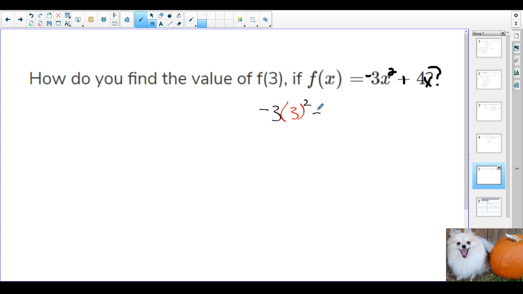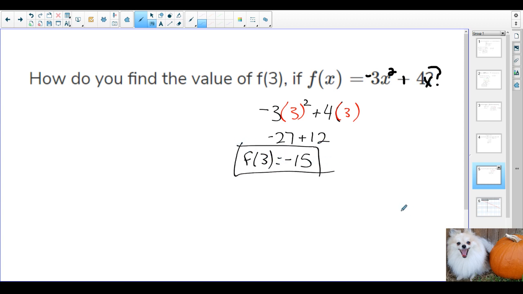3 squared plus 4 times 3. And then again we solve. So 3 squared is 9. 9 times negative 3 is negative 27. 4 times 3 is 12. And negative 27 plus 12 is negative 15. And that is f of 3, if we want to write it out in function notation.